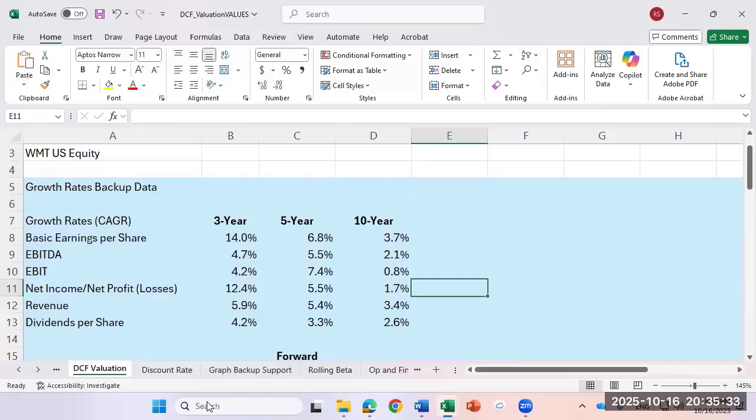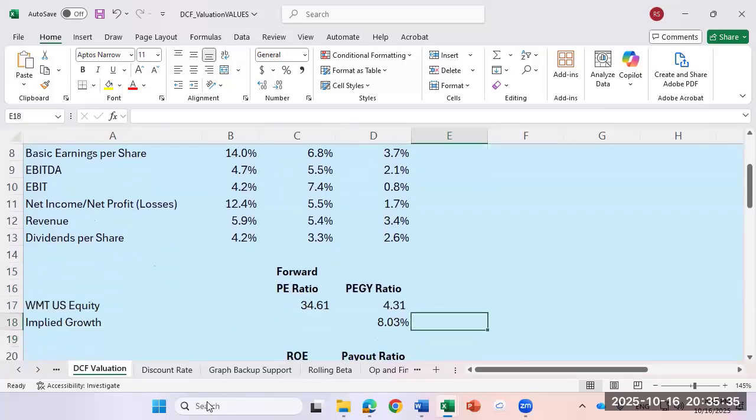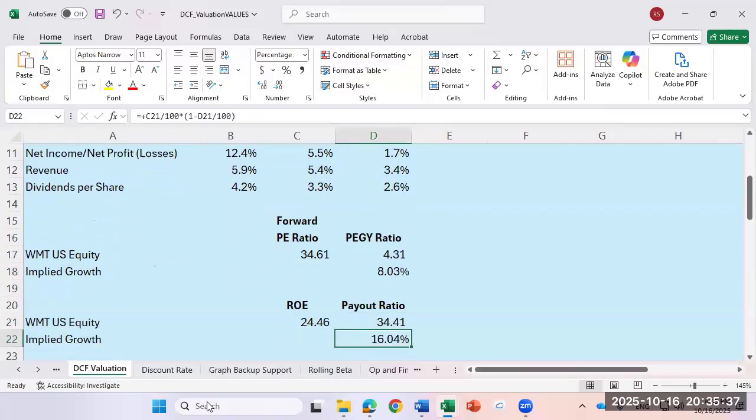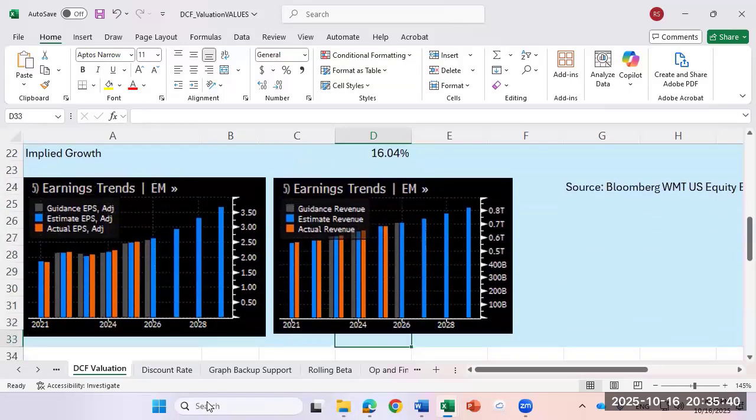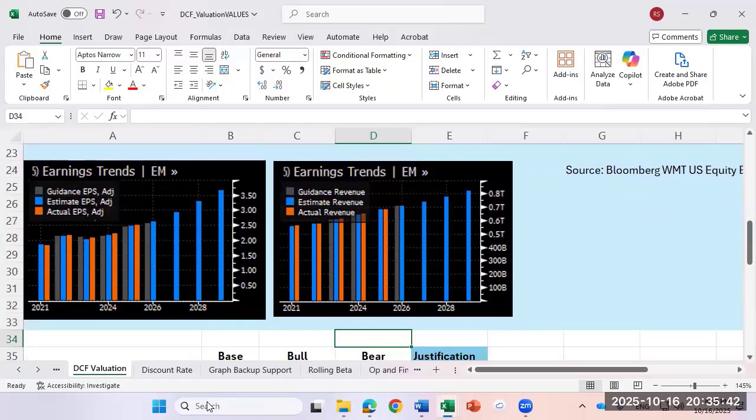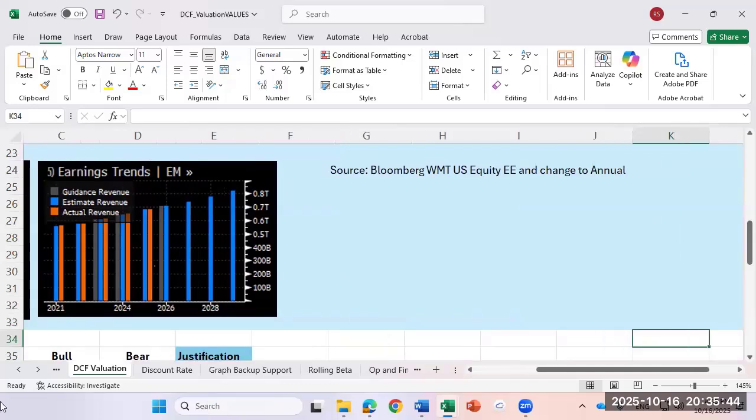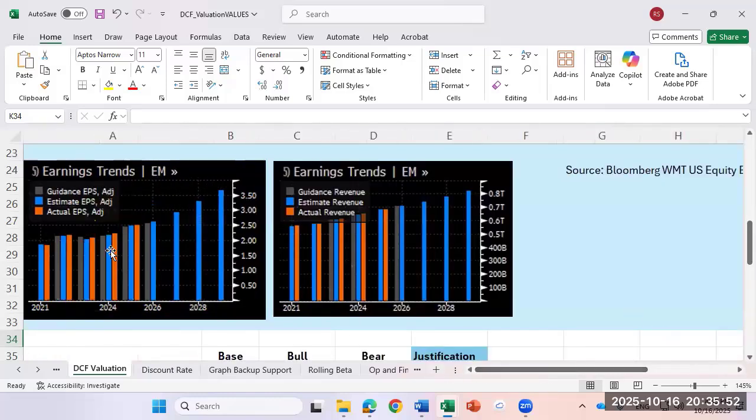So there's three approaches there. You can look at history. You can look at what the market says through the PEG ratio. You can look at the sustainable growth model. And then the last thing you can do is just go to Bloomberg. You just go into Bloomberg and type your ticker, the function 8 key, and type EE and change it to annual. And you will get annual forecasts for your companies.